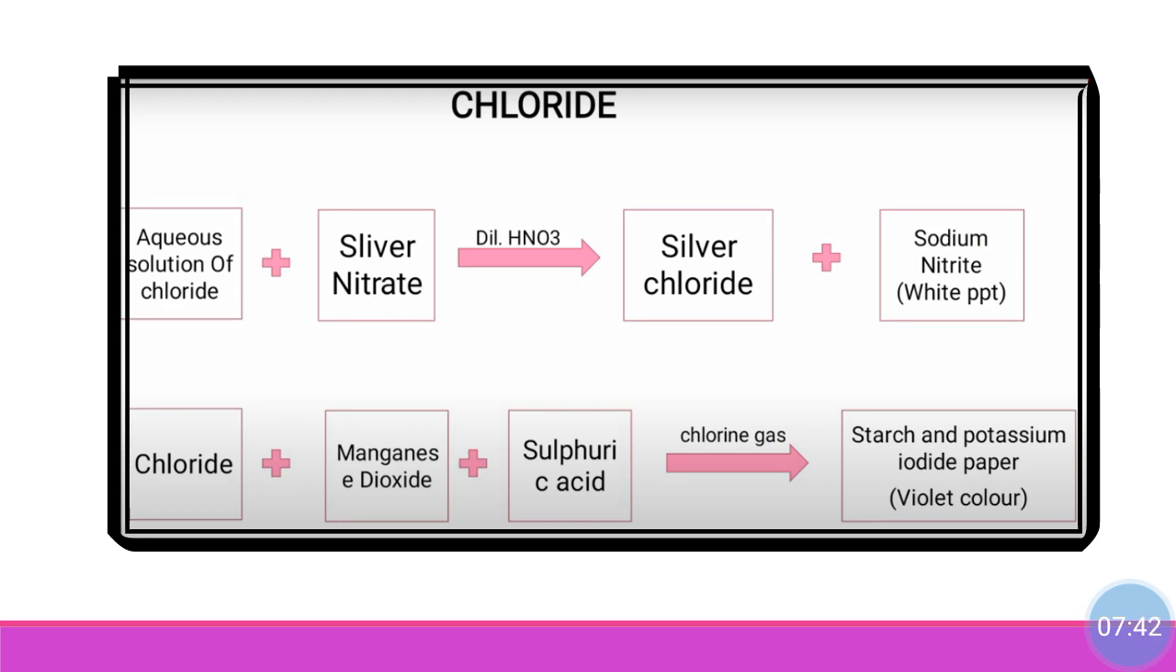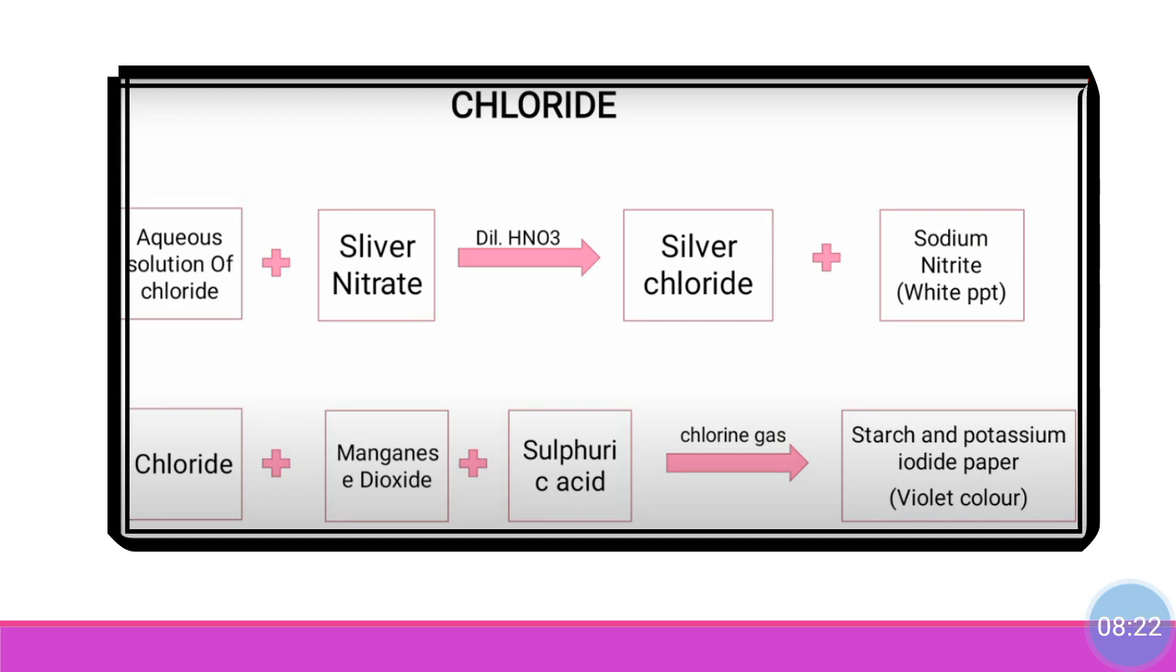Then when it reacts with manganese dioxide and sulfuric acid, chlorine gas is passed through it, indicating chloride. Here we are using starch and potassium iodide paper, and that filter paper turns violet in color when chlorine gas passes through it, which means chloride.